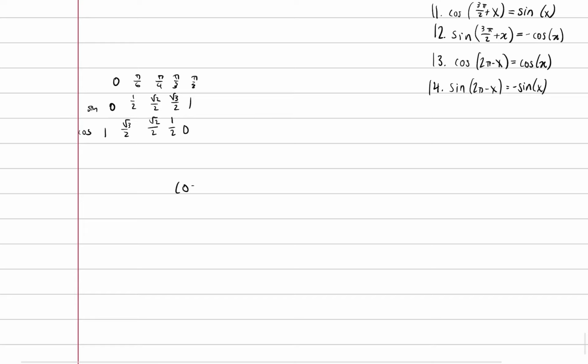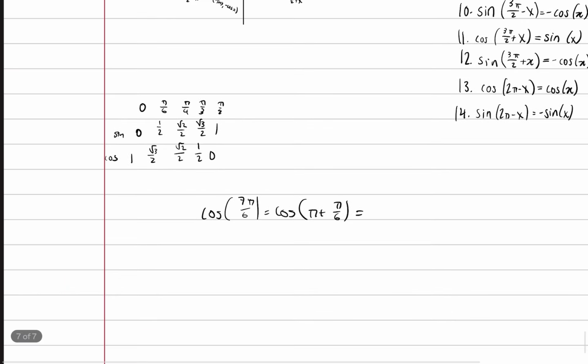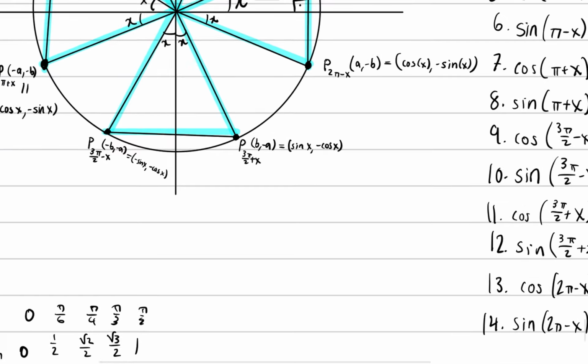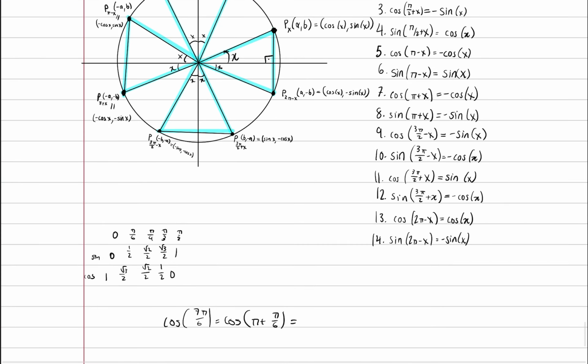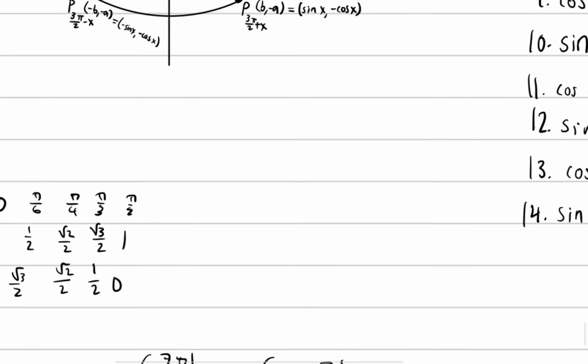So back to the question, if I give you cosine 7 pi over 6, how would you find it? Well, first find the reference angle. In this case, the reference angle is pi over 6. It is pi plus that, which you don't have to memorize. Don't think of it as memorizing. Try to visualize the unit circle. What would pi plus pi over 6 be?